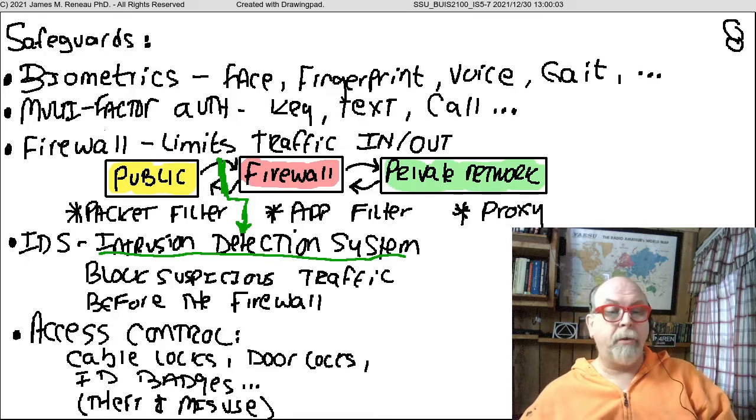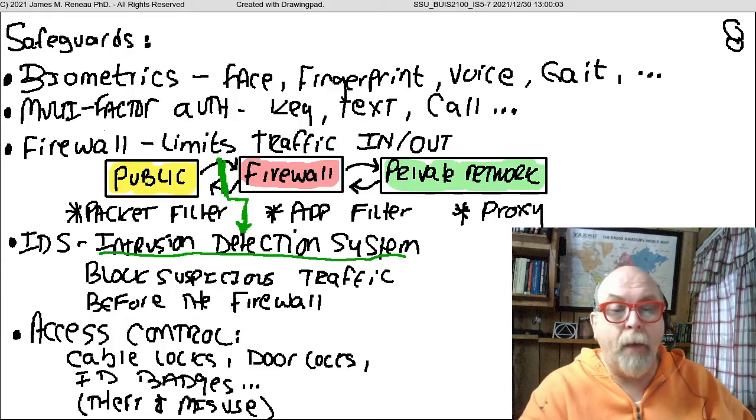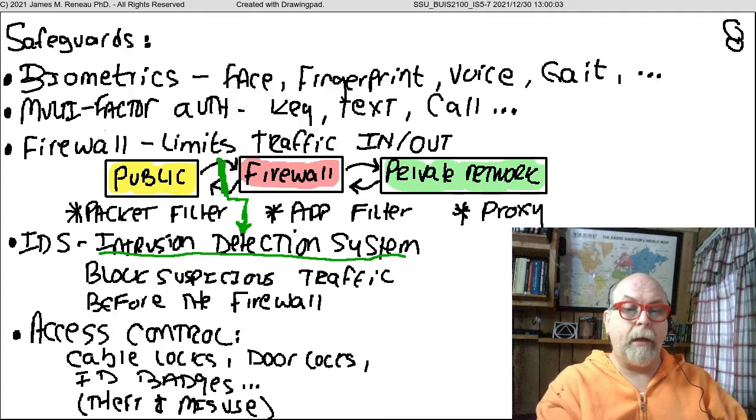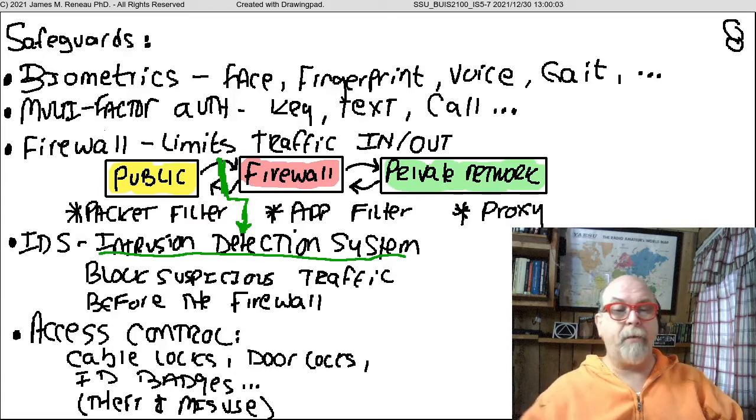Cable locks on your computers, door locks on your server rooms, ID badges. And these are done to keep someone from walking away with a piece of hardware, walking away with a hard drive, walking away with data, or misuse of company resources also.